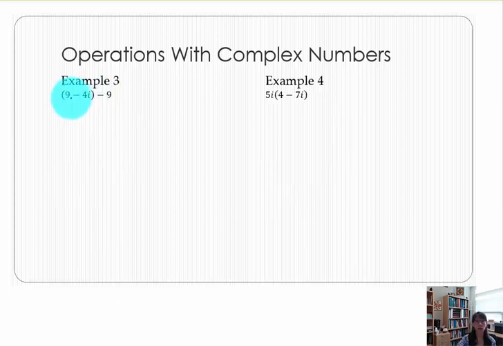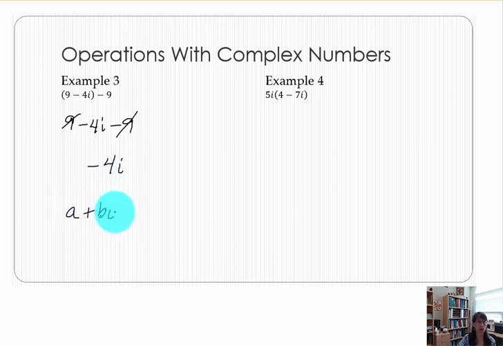In example 3, we have the quantity of 9 minus 4i minus 9. So we are just subtracting a single term, not a quantity this time. There isn't a negative in front of the quantity, so it's simply 9 minus 4i and subtraction of 9. I can see that 9 minus 9 will cancel, leaving -4i. So this answer only has an imaginary portion. If we think about a plus bi form, a must be 0.